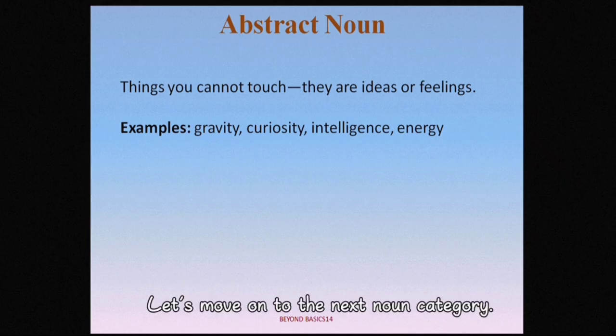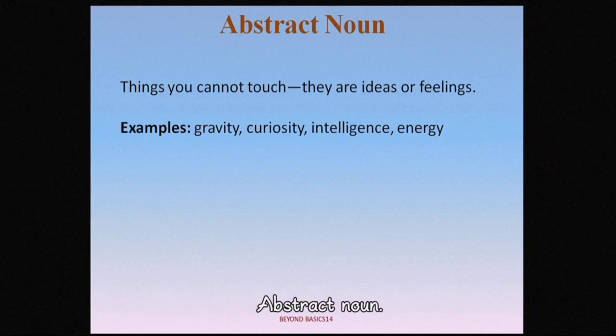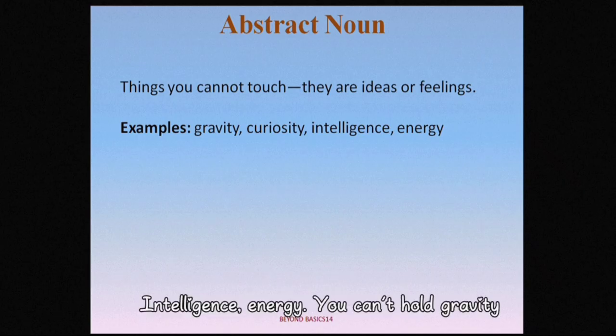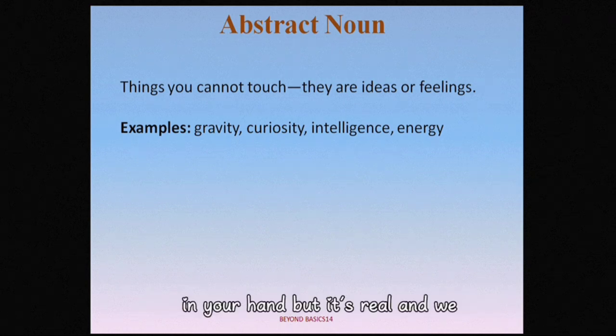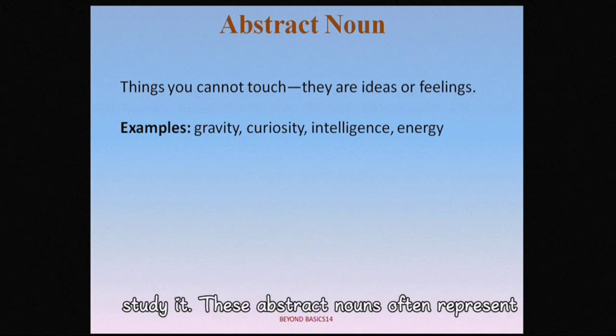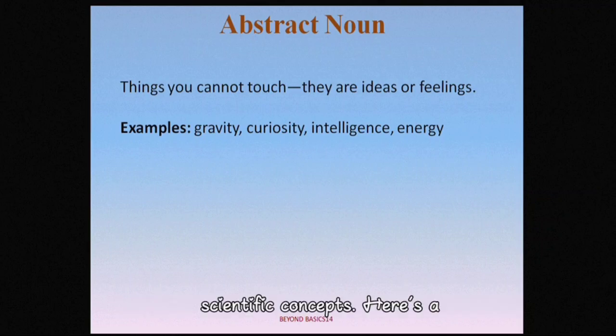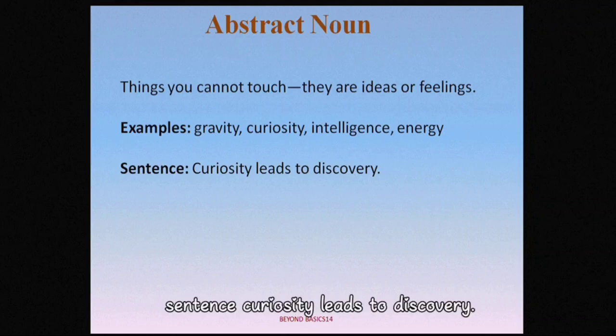Let's move on to the next noun category. Abstract noun. Things you cannot touch. They are ideas or feelings. Examples: gravity, curiosity, intelligence, energy. You can't hold gravity in your hand, but it's real, and we study it. These abstract nouns often represent scientific concepts. Here's a sentence. Curiosity leads to discovery.